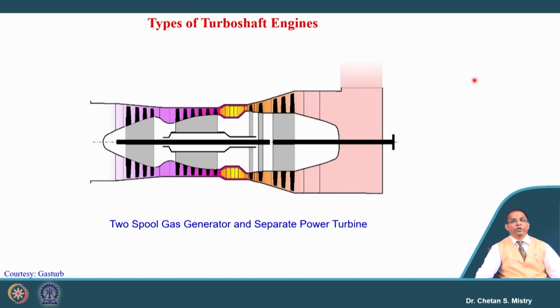Now, let us look at this, what is, say, a 2 spool kind of configuration, rather we can say it is a 3 spool configuration. What is the reason? Here in this case, my HP turbine is connected with the HP compressor. My LP turbine is connected with my LP compressor, and we have the free turbine. This free turbine is connected with the shaft, and that is used for the rotation of the rotor for the helicopter, or maybe it is connected with the shaft in order to move the propeller for marine application.